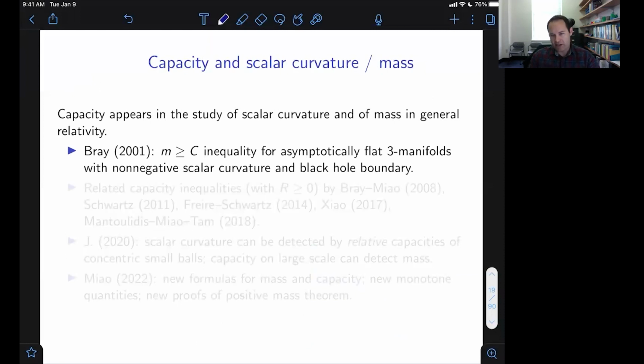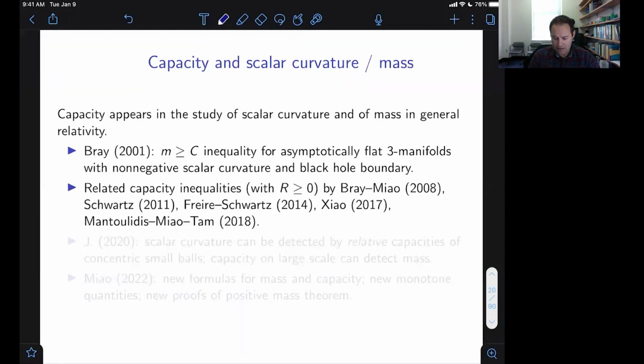Okay, so just to make some connections with what I'll be coming back to later, capacity has shown up in a number of ways in the last couple decades in the study of scalar curvature and mass in general relativity. I'll say more about some of this at the end, but Bray used a mass capacity inequality that he proved for asymptotically flat three-manifolds with non-negative scalar curvature in his proof of the Penrose inequality. This led to a number of related inequalities involving mass and capacity. Again, the connection here with scalar curvature is that these all require non-negative scalar curvature.